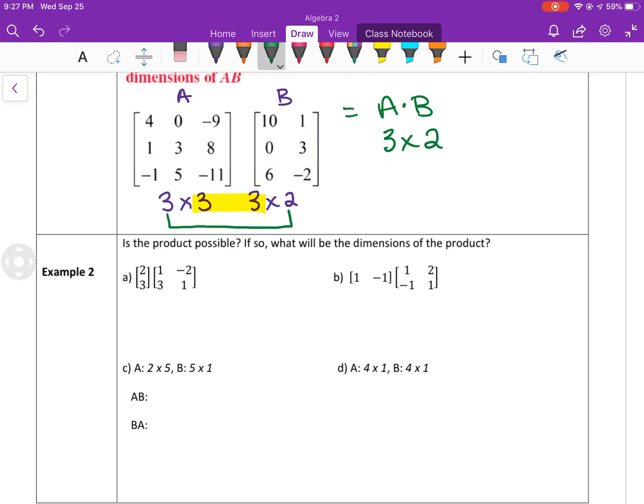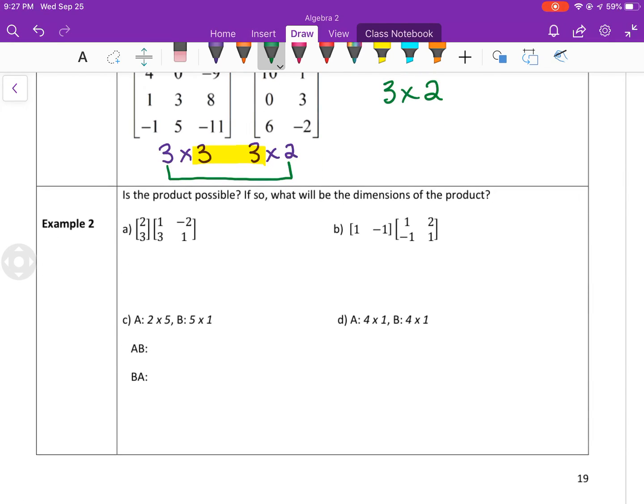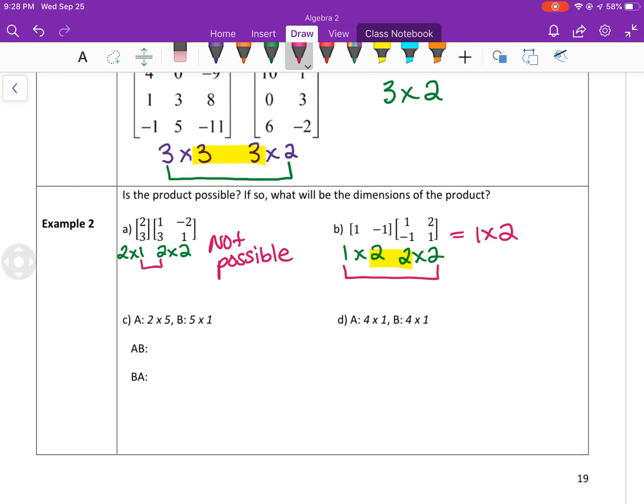So is the product possible? If so, what are the dimensions? Let's practice that first. So in A, this is a 2 by 1, and then this is a 2 by 2. These are not equal, so this one is not possible. In B, we have a 1 by 2 matrix and then a 2 by 2 matrix. Since the middle dimensions are equal, it is possible, and the dimensions of the product would be 1 by 2. So the outside dimensions give us the product.